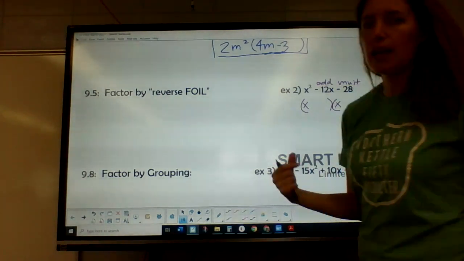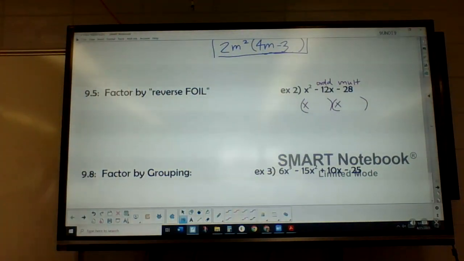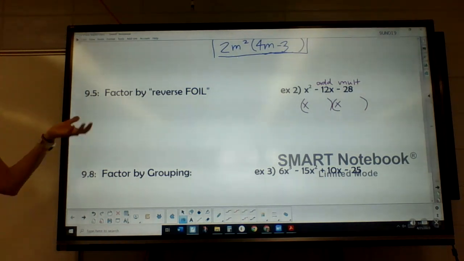And this is something that I'm hoping that when you leave here, if any type of factoring sticks with you, this one does. Because I think it's the most logical. I know Mr. Hatfield was just talking to me about some of his Algebra 2 students who couldn't remember how to do this. And it was really frustrating to him because he's like, I know they learned it at some point.